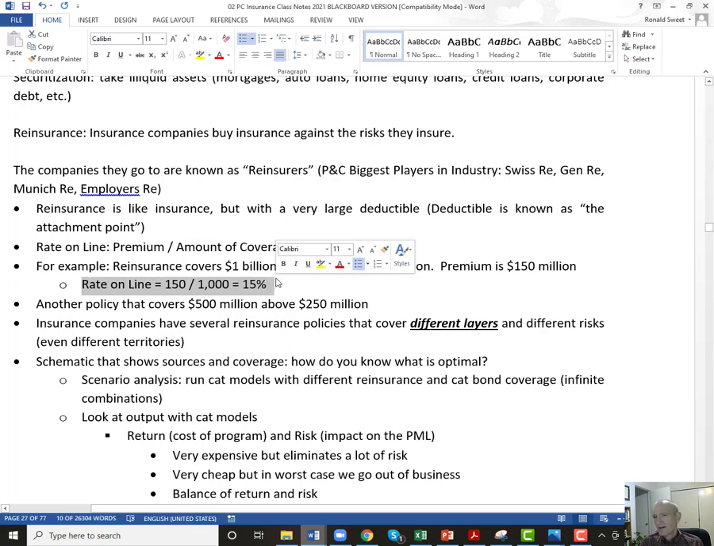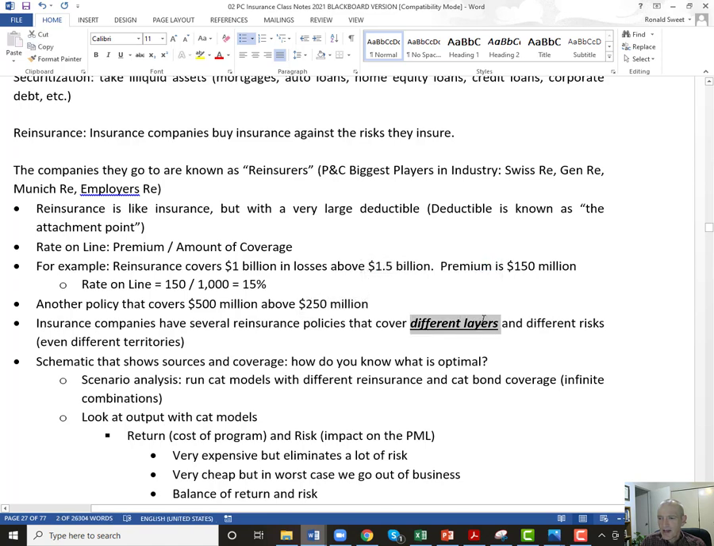Now, obviously, if it's only covering losses above $1.5 billion, that 15% might be pretty expensive because $1.5 billion might be an extremely rare event, but it still gives you some sense when you're comparing one program versus another. What are you paying? You might have another policy that covers $500 million above $250 million.